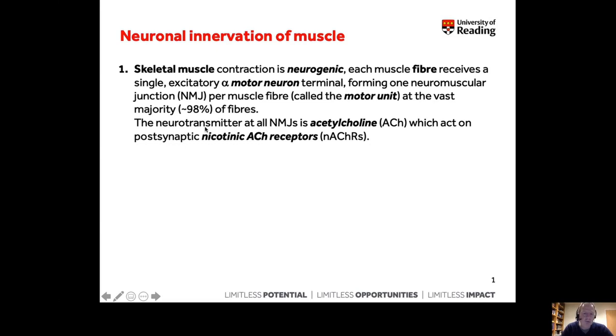It forms one neuromuscular junction per muscle fiber, and this is called a motor unit. The vast majority, around about 98% of fibers, form this motor unit where you've got one neuromuscular junction per muscle fiber. Again, we'll talk about this a little bit more when we consider muscle physiology. Importantly, again, for neuronal control, acetylcholine is a transmitter, and postsynaptic nicotinic acetylcholine receptors mediate the response.